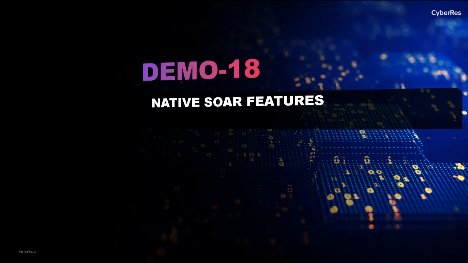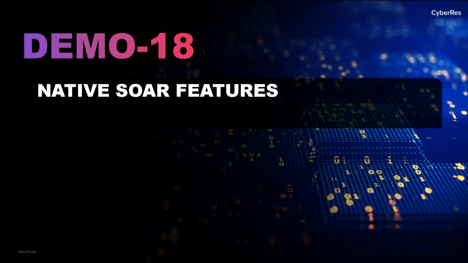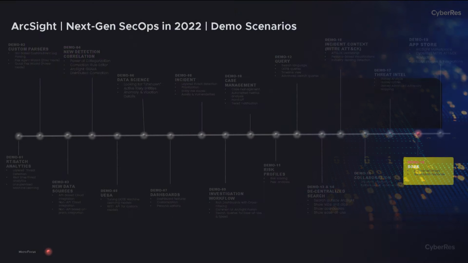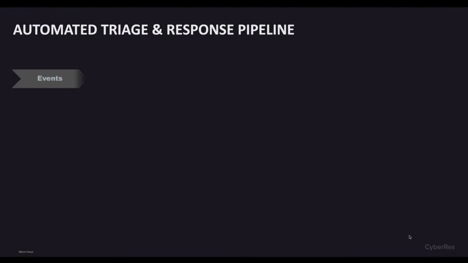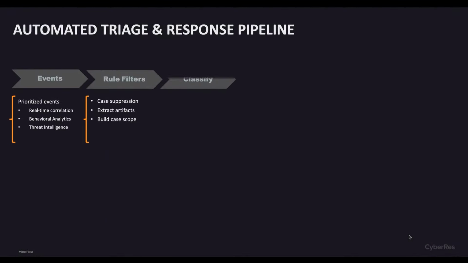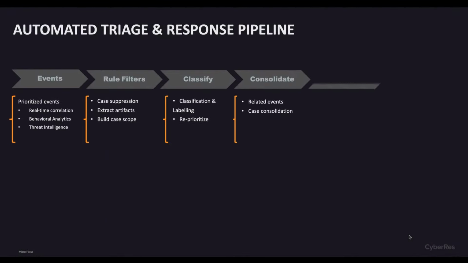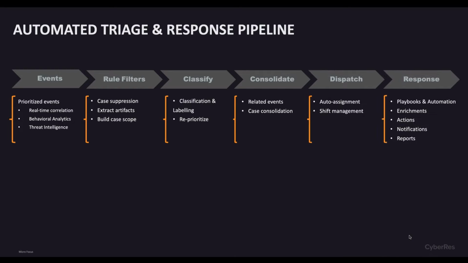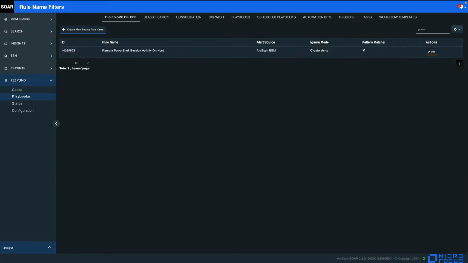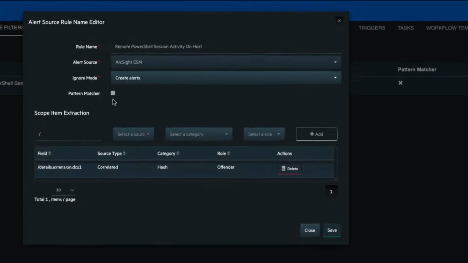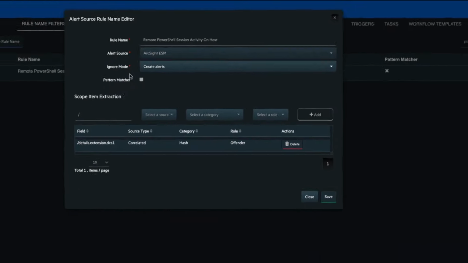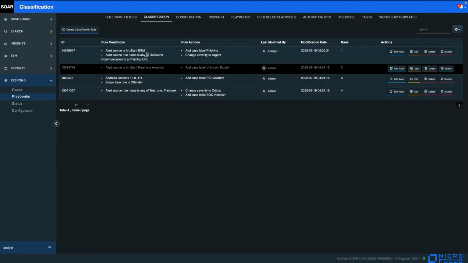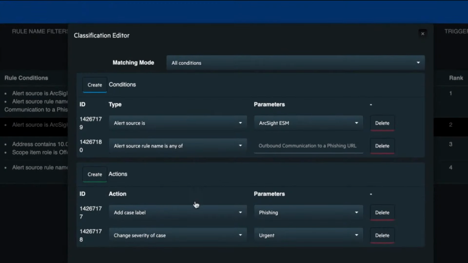In scenario 18, we'll demonstrate ArcSight's native SOAR capabilities. ArcSight provides SOAR to its customers at no additional cost or license. All ArcSight customers can therefore benefit from SOAR's automated triage and response capabilities. SOAR automates the case triage steps with a sophisticated processing pipeline so that a standardized workflow can be prepared for the analyst when she starts her investigation and response activities.